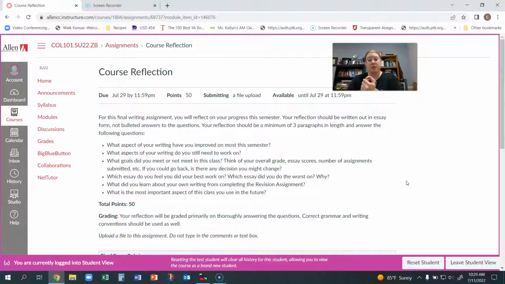And then the last thing you're going to do is write a course reflection. And so this isn't technically an essay, but it does kind of count as our 5th essay for the class. And basically, you're just going to write a couple of paragraphs on what you did this semester. So it doesn't need to be set out in a 5-paragraph essay with an introduction and a thesis, but you do need to write it in paragraph form and not a bulleted list. So I want to see full paragraphs of your thoughts and not individual answers to questions.